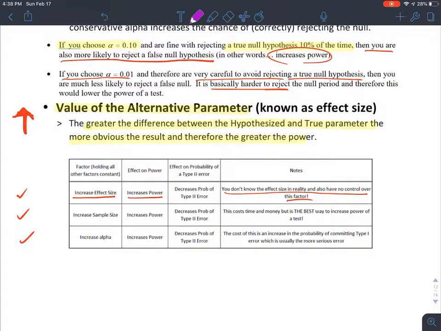Okay, but these other two you could do in the design of your study. Okay, you could increase your sample size. The trade-off is this is going to cost time and money, but this is generally the best way for you to increase power of a test. And the other thing is to increase alpha, your significance level. Okay, and the cost that you pay for this is, when you increase the significance level, it does increase the likelihood of you committing a type 1 error, okay? And that's usually more serious than committing a type 2 error, okay?